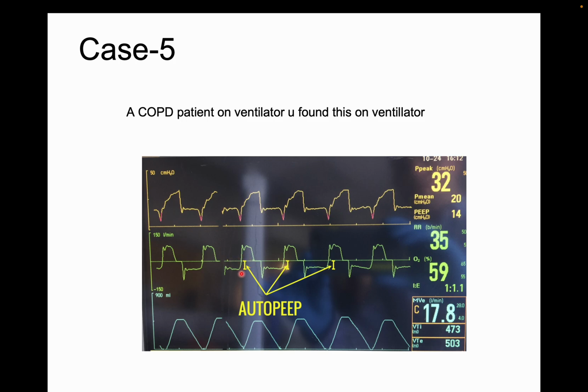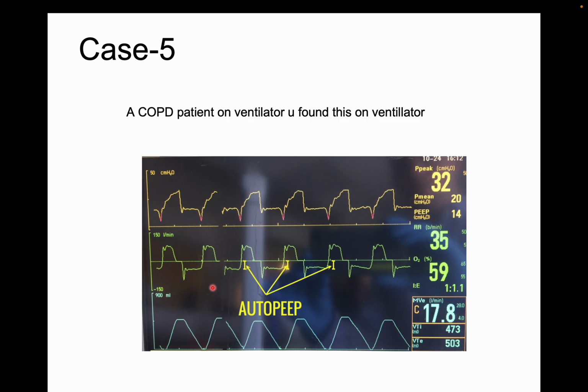The extra volume which is being retained at the end of expiration will generate pressure, and that is called auto PEEP. This will cause hypoventilation and increase the intrathoracic pressure. Oxygenation is low in this patient, P peak is also increased, and then P plateau will also increase in this patient. So this is the auto PEEP.